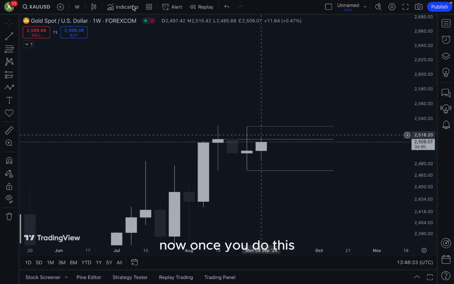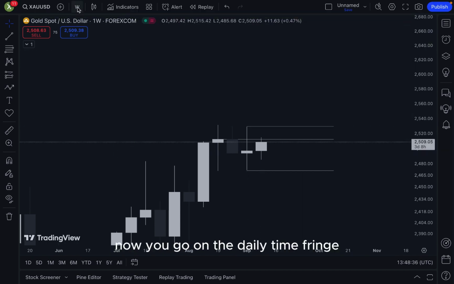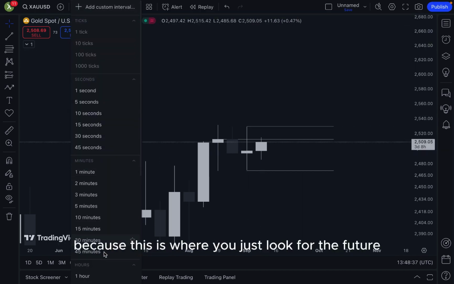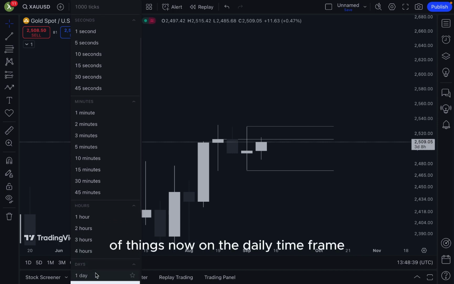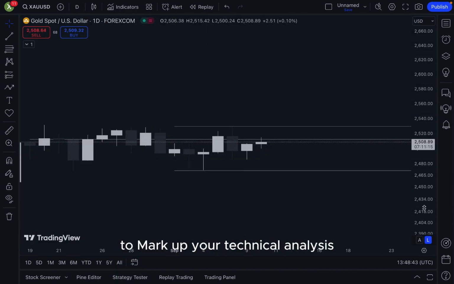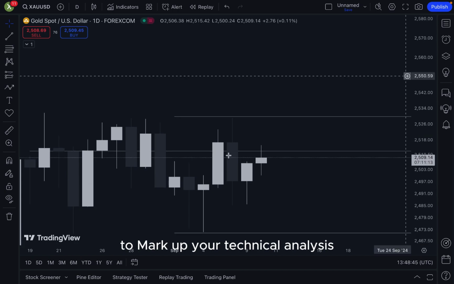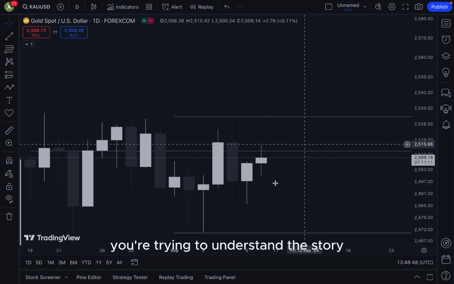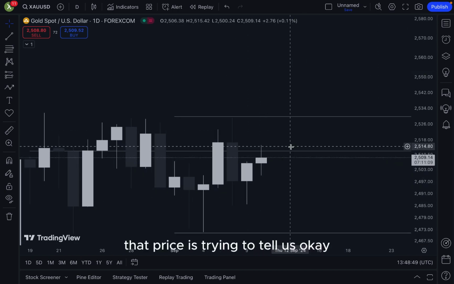Now once you do this, you go on the daily time frame, because this is where you look for the future of things. On the daily time frame, this is where you begin to mark up your technical analysis. So on the daily time frame, we're trying to understand the story that price is trying to tell us. Okay, what is price trying to tell us?